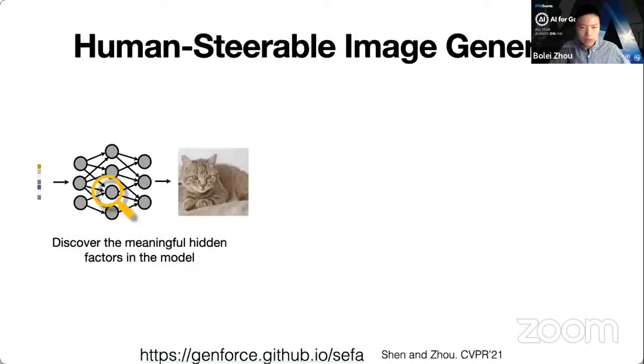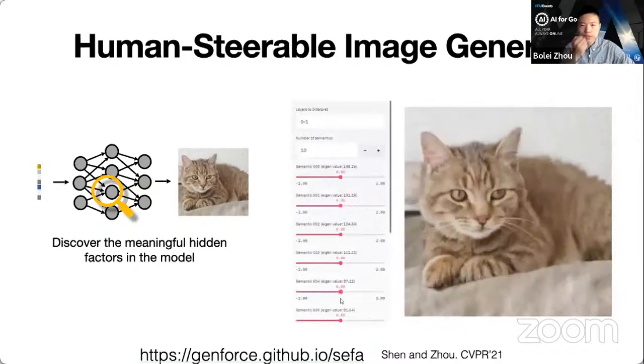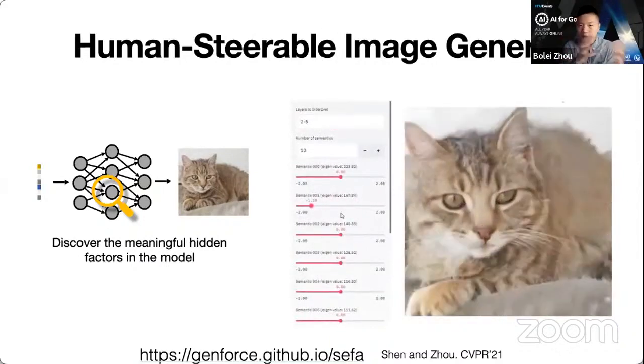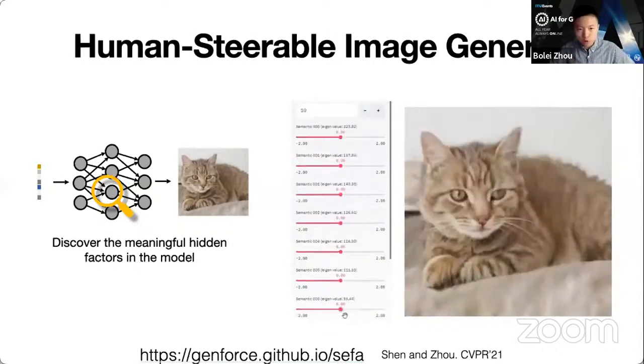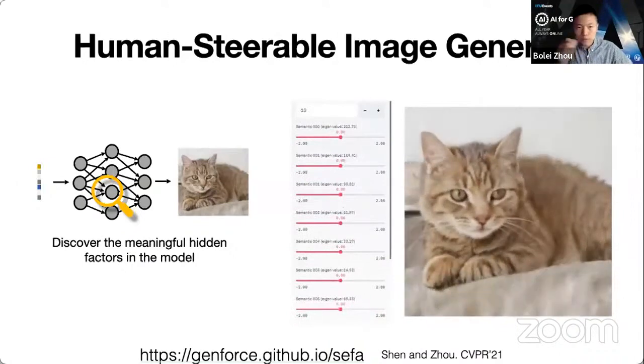Here is another CVPR work we have done last year. We developed methods that can discover the meaningful hidden factors inside the generative model. Let's say this model gives me a cat. Sometimes we are not so happy about the output, and we want to change different attributes of the output image. So we developed this method that can automatically identify controllable factors inside the model. On the left side panel, each slider bar corresponds to some attribute.